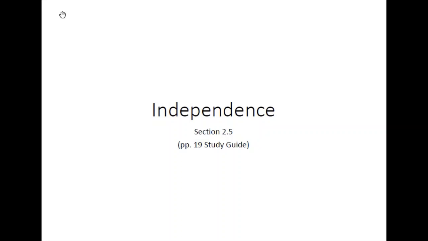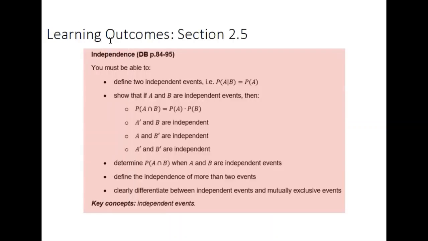Hi ladies and gentlemen, in this video we are going to start section 2.5, independence. In this part we are going to define two independent events. We will show that if A and B are independent, then A prime and B are independent, A and B prime are independent, and A prime and B prime are independent as well.